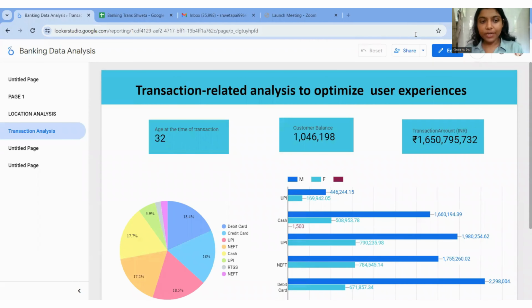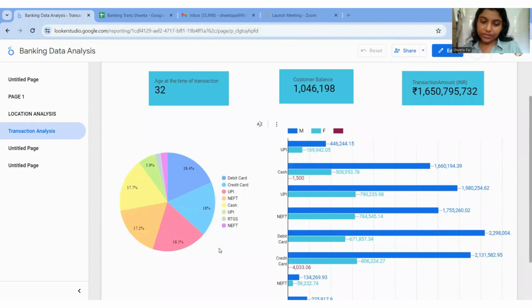Hi, I'm Shweta Pai, and I'll be talking about transaction-related analysis to optimize user experiences. We have taken into consideration the transaction amount of the entire customers in our dataset, followed by the average age of the customers at the time of transaction. So this age includes the range of customers starting from 21 years up to 67 years.